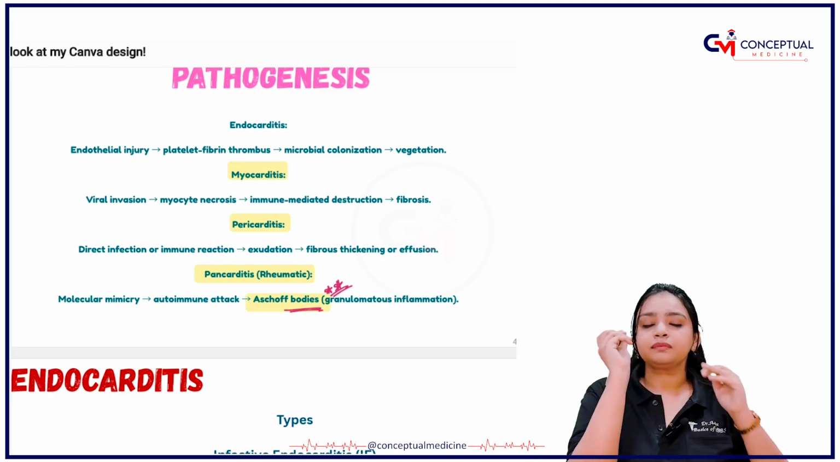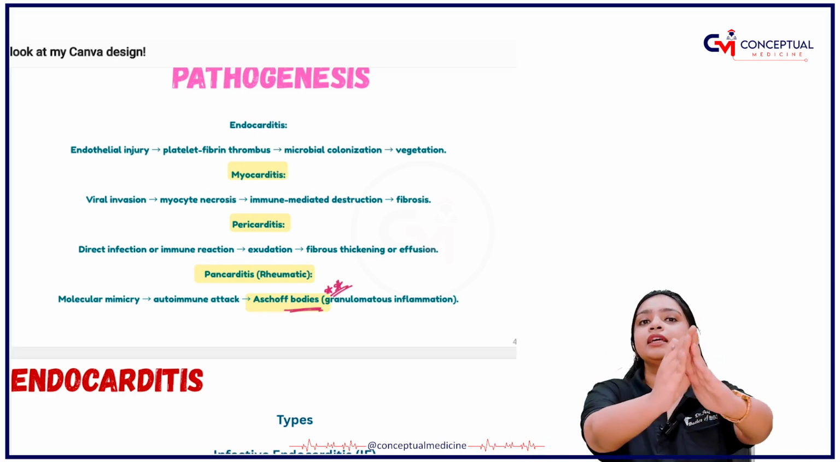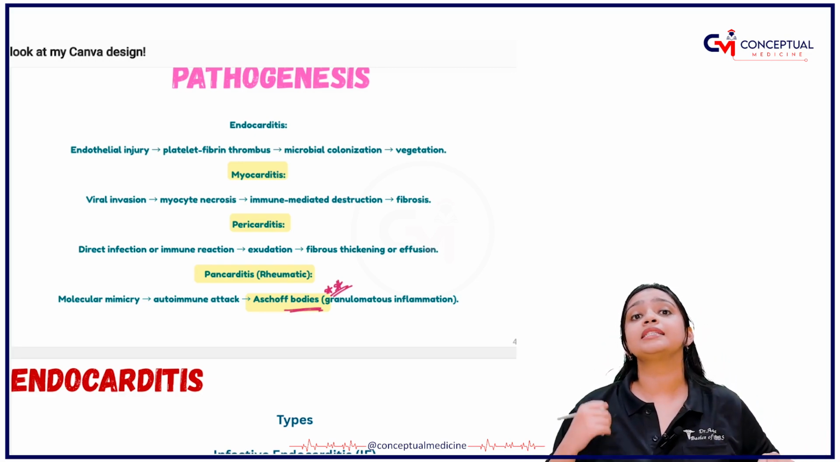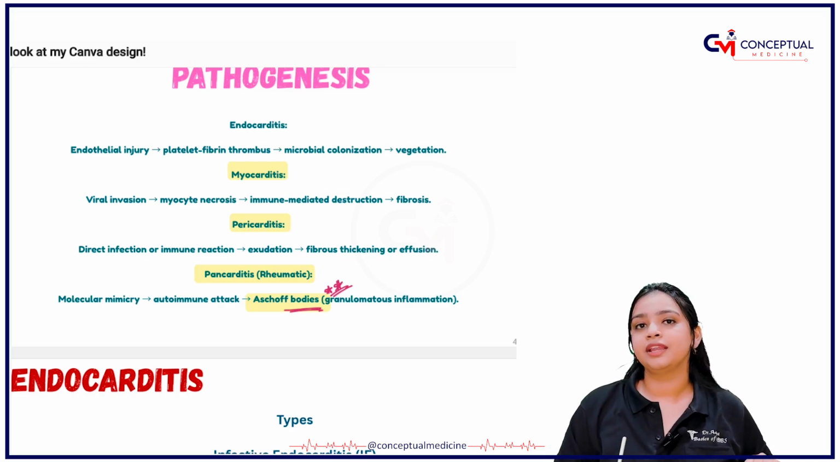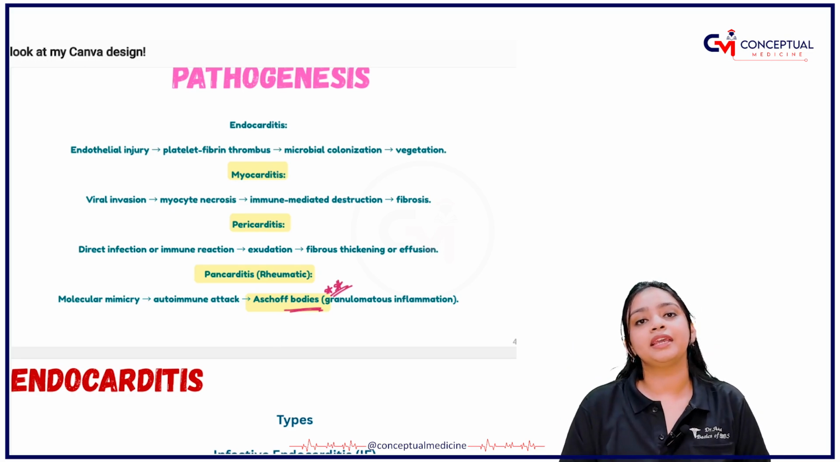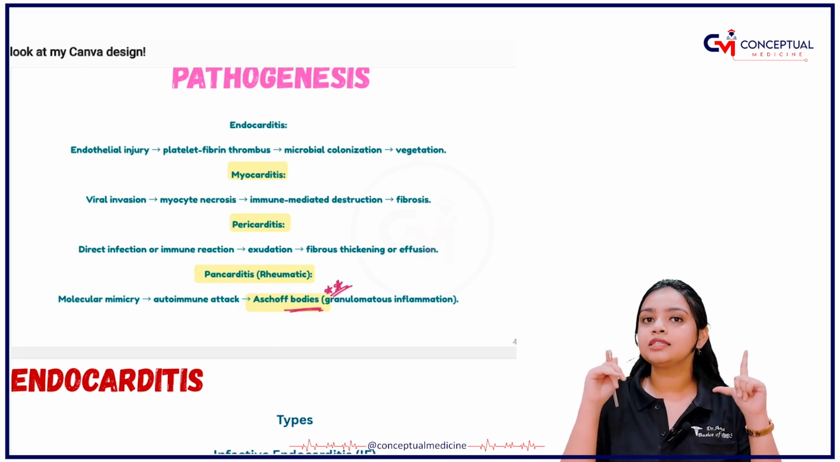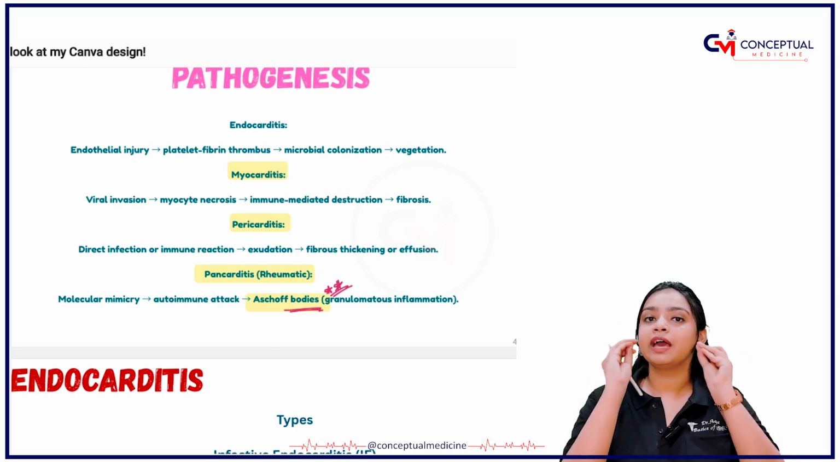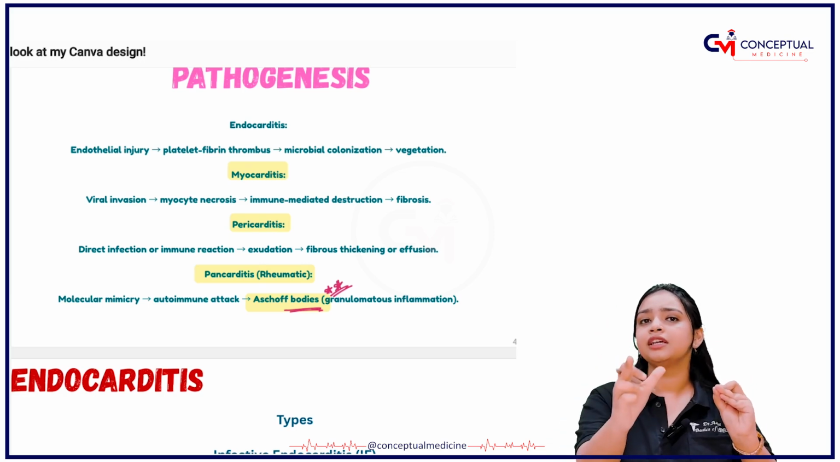And I have told you that there are certain things which should come to your mind when I say something. Mast cell, histamine, WBC, neutrophils, rheumatic, Aschoff body. These three things should be very thorough and very crystal clear in your mind.